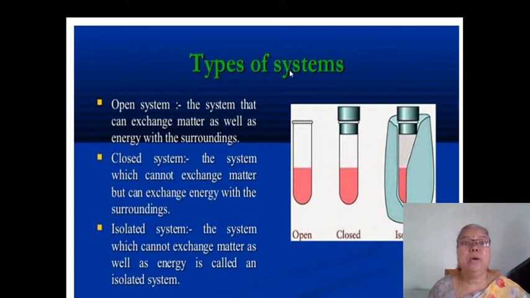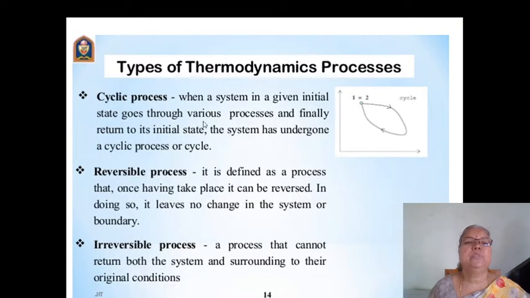Then you have learned the types of systems. An open system is one in which exchange of energy and matter takes place with surrounding. The second type is the closed system, in which there is exchange of energy but not matter. In an isolated system, there is no exchange of matter as well as no exchange of energy with the surrounding. These are the types of systems.